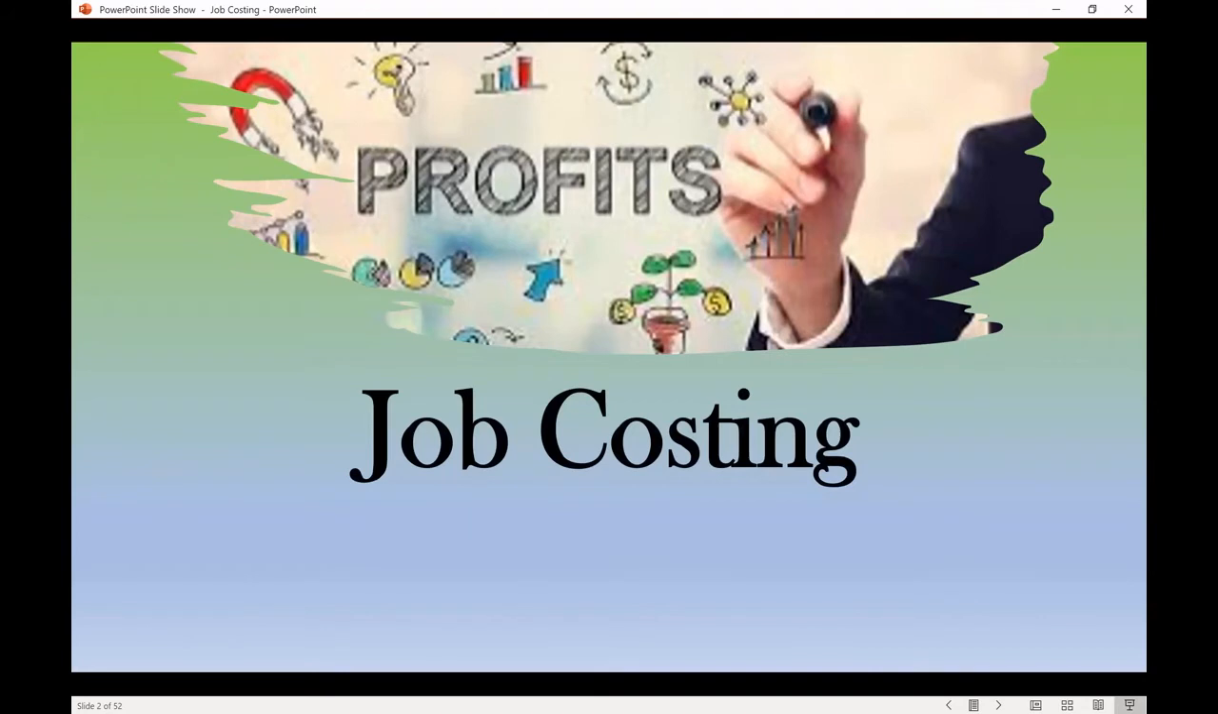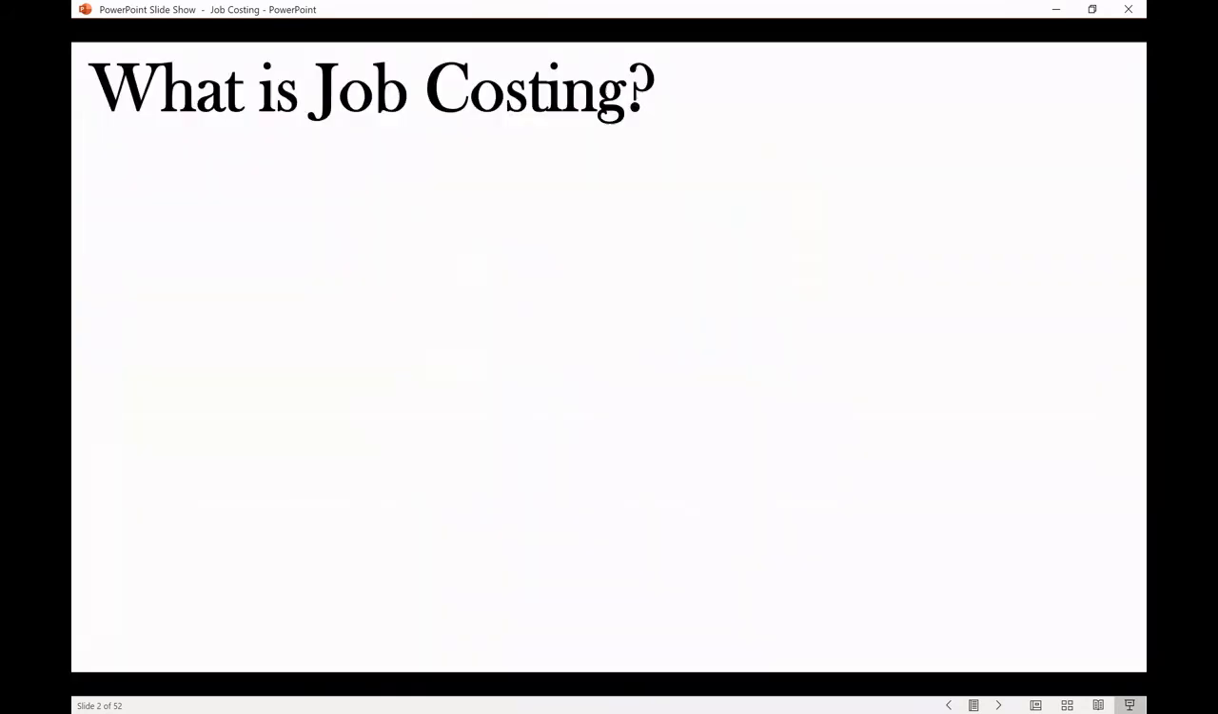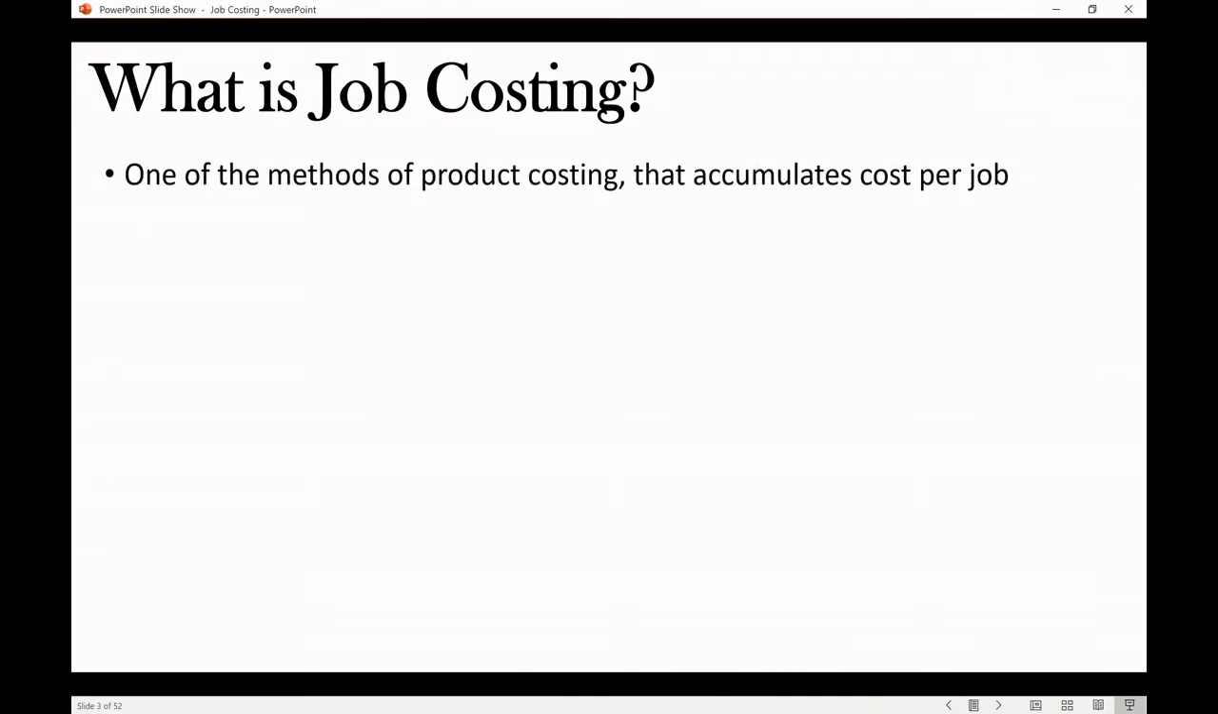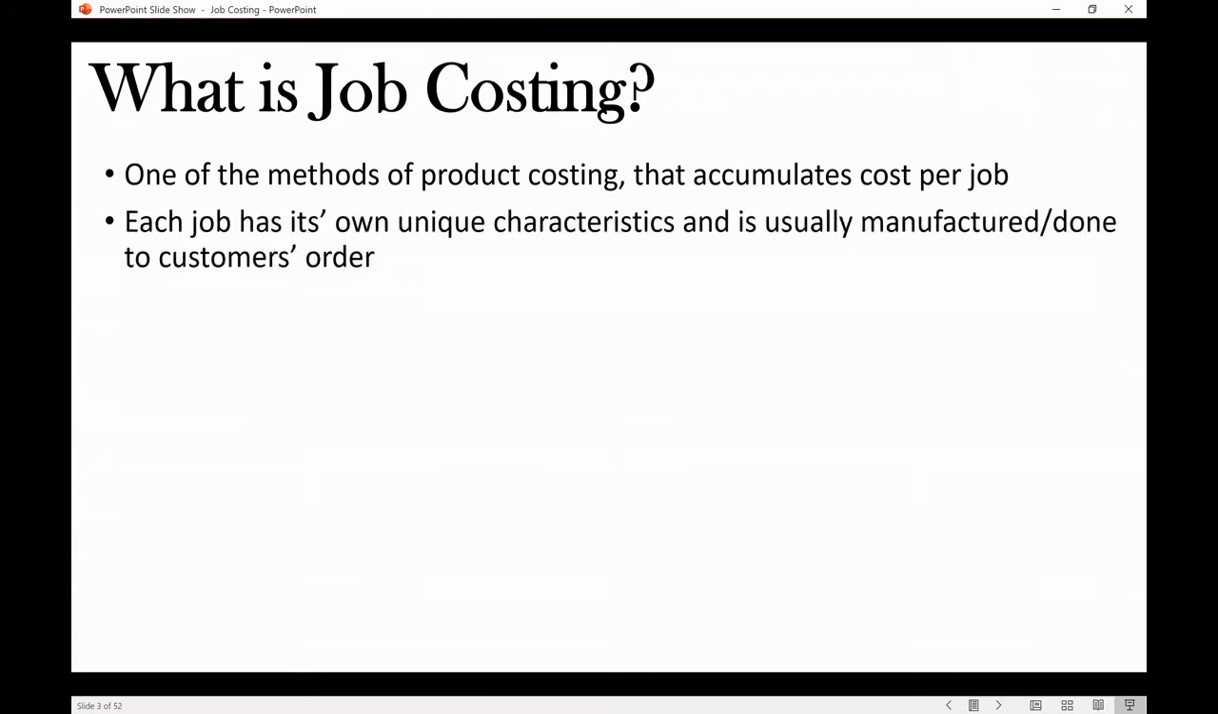Today we'll be looking at job costing. So what is job costing? It's one of the methods of product costing that accumulates costs per job. It's really finding the cost to manufacture, to produce an item, or in some cases, a job. That's what they call their producing of products. Each job has its own unique characteristics and is usually manufactured or done to customers' order. So it's done to order.